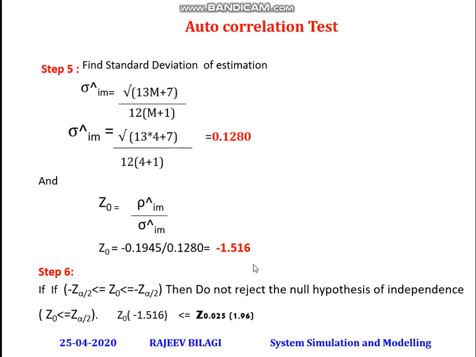Now if you look at the critical value, what we have identified from the simulation table is z alpha by 2, that is z of 0.025, equal to 1.96, which is much greater than or equal to the magnitude of Z naught. So hence this particular set of random numbers is not quite enough to reject the hypothesis of independence. So this is how you are going to apply the autocorrelation test.